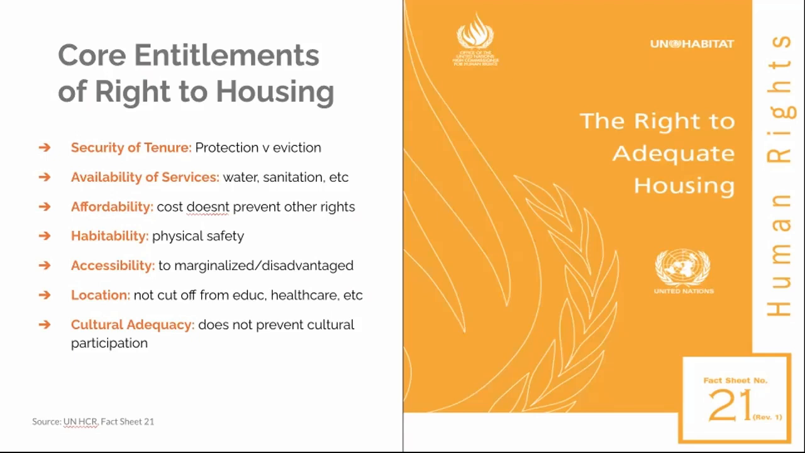And you can also access fact sheets for a variety of other human rights that set out the core entitlements of rights. So, in the case of adequate housing, it's security of tenure, which means that you are protected against unreasonable evictions. It's availability of services, which means do you have access to water, sanitation, etc. Affordability, which means if you're paying rent or if you're paying for this land, is it so costly that it prevents your use of other rights? For example, the right to education or the right to work or the right to health.